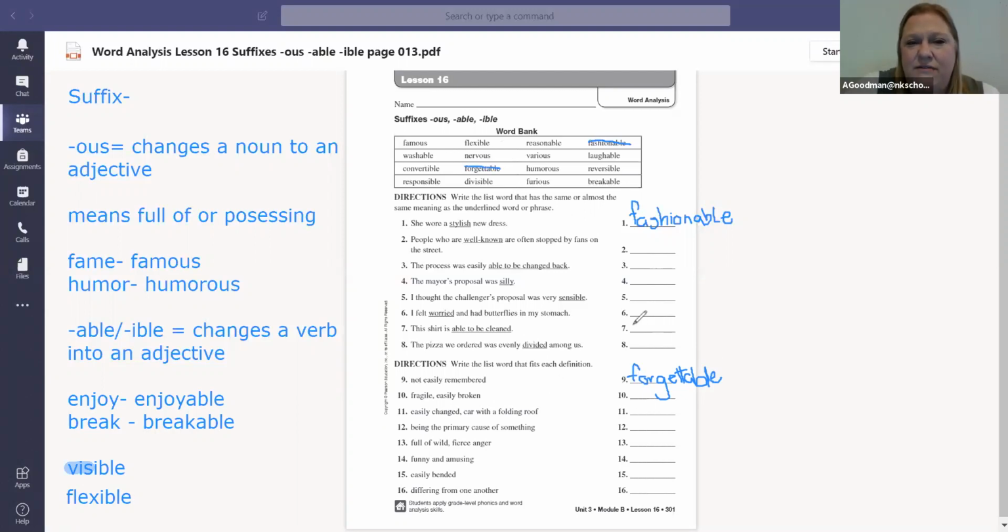So go ahead and fill these out. Remember to use the process of elimination. If you can't figure one out, just skip it and go on so that you can narrow down your choices. All right, see ya.